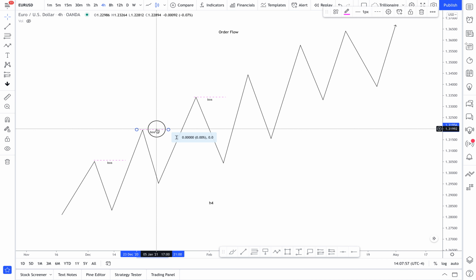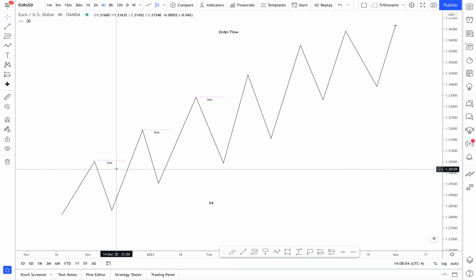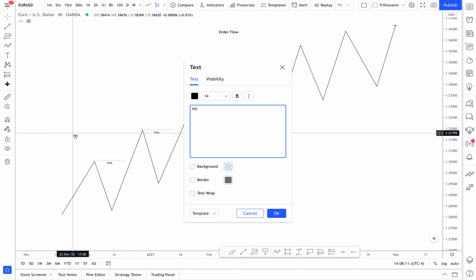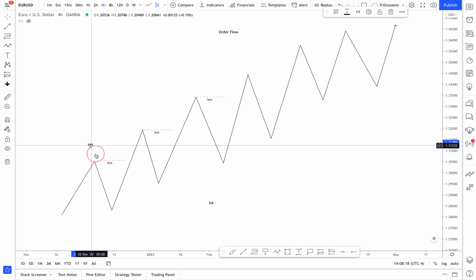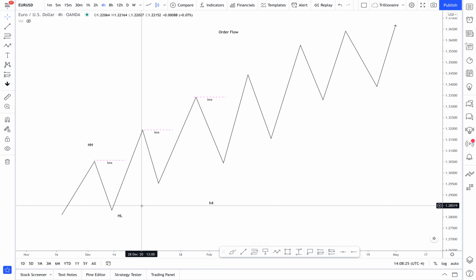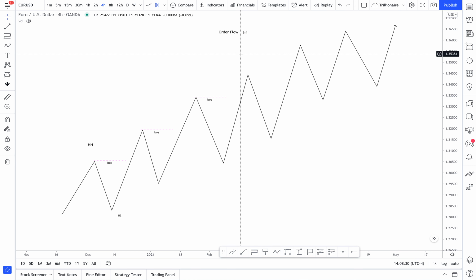Okay? Now let's talk about how to know if structure is valid or invalid. All right, in order for this higher low to be considered a valid higher low, let's do higher high, caps, okay, and then we'll do higher low right here. All right, and this is H4 structure.